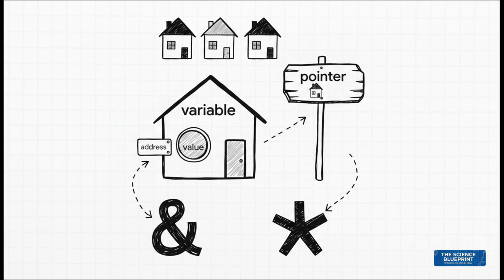If you forget everything else, remember these core ideas. Computer memory is just a big grid of addresses. A regular variable stores a value. A special variable called a pointer stores an address. And your two key tools are the ampersand to get an address and the asterisk to get the value at an address. That's really the heart of it.